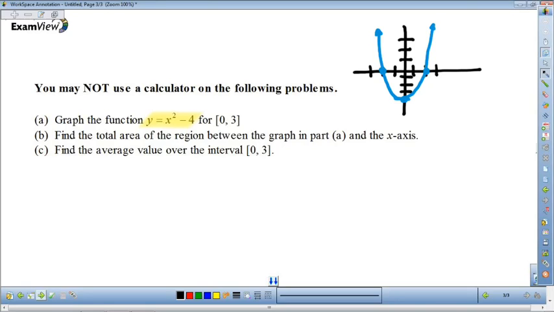If you don't remember how to find the zeros, you're just going to set x squared minus 4 equals 0. Add 4 to both sides, take the square root. And remember, whenever you take the square root of both sides, you get a plus or minus.